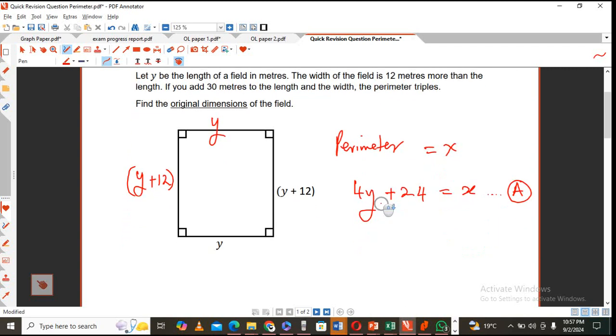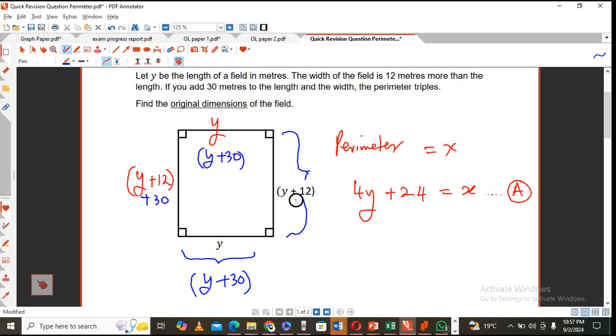Now, the second part says if you add 30 meters to the length and the width. So now the length, which is ordinarily y, and the width, y plus 12. Now if you add a 30 here, then you are also adding a 30 over there, and of course you are going to create another equation.